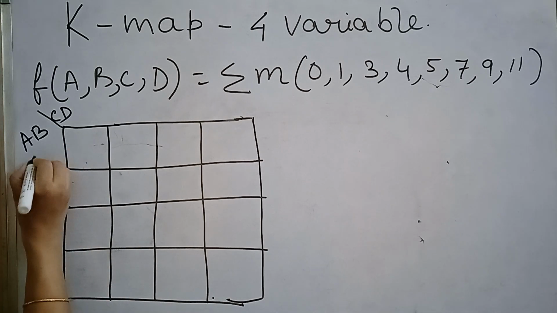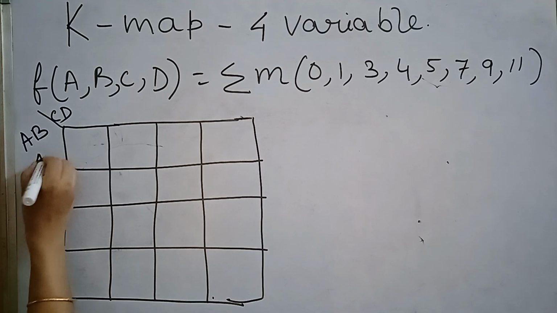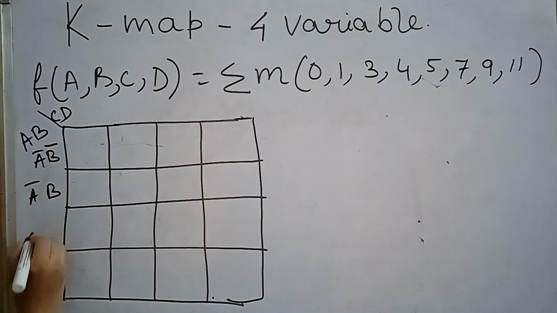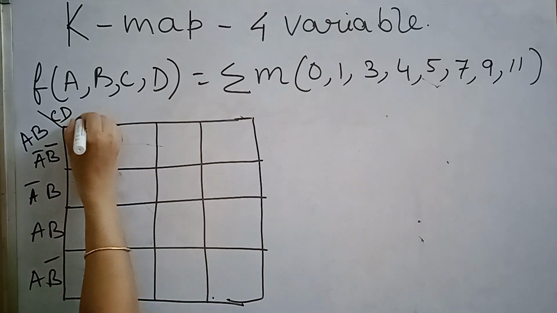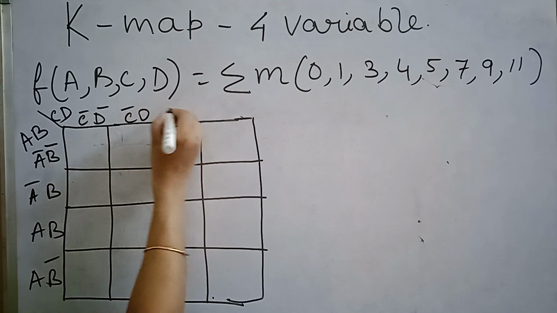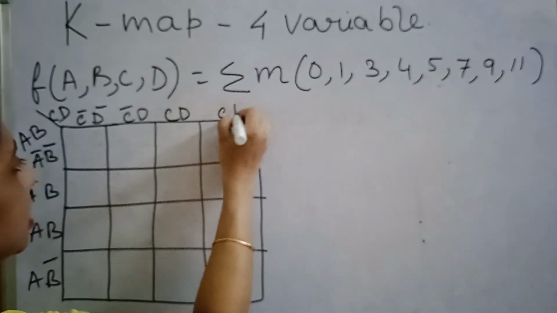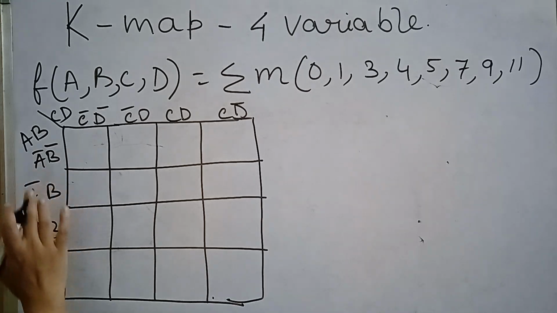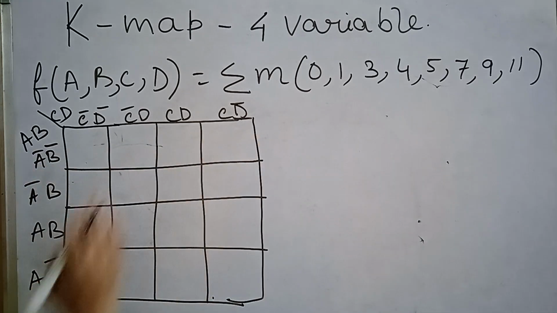Now, what will be the rows? A bar B bar, A bar B, A B, and A B bar. What will be the columns? C bar D bar, C bar D, C D, C D bar. Now you can ask why this one is A bar B bar, and why this one is A B bar. So see, we will start: what will be the first row?